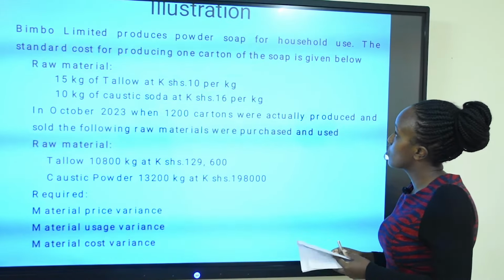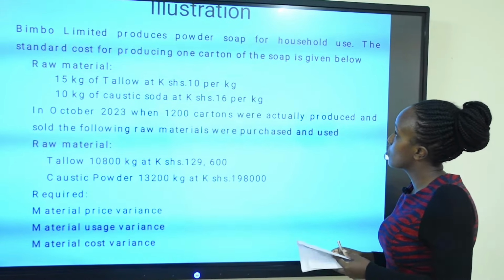You're going to require, for 1 carton, 15 kgs of tallow. Tallow is the raw material. And you're being told that tallow costs shillings 10 per kg. Then for caustic soda, you are required to use 10 kgs of caustic soda. Again, that's the second raw material. And caustic soda costs shillings 16 per kg. So here you have 2 items.